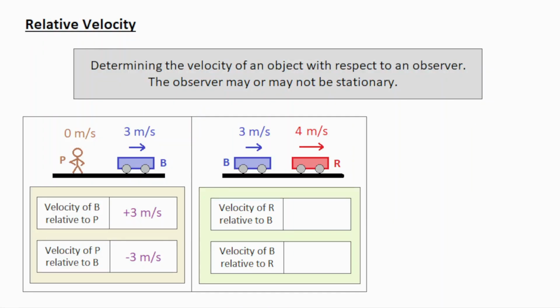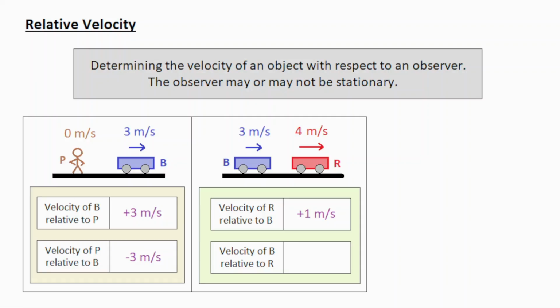Here is example 2. We now have 2 moving carts. The blue cart is moving at 3 meters per second to the east, and the red cart is moving a little faster at 4 meters per second to the east. If I were taking the point of view of the blue cart, then the red cart would appear to be separating from me, but only by a small margin, which is the 1 meter per second difference in their velocities. This would be no different than if the blue cart were at rest and the red cart were moving at 1 meter per second to the east. So I would answer positive 1 meter per second, or 1 meter per second to the east, for the velocity of the red cart relative to the blue cart.